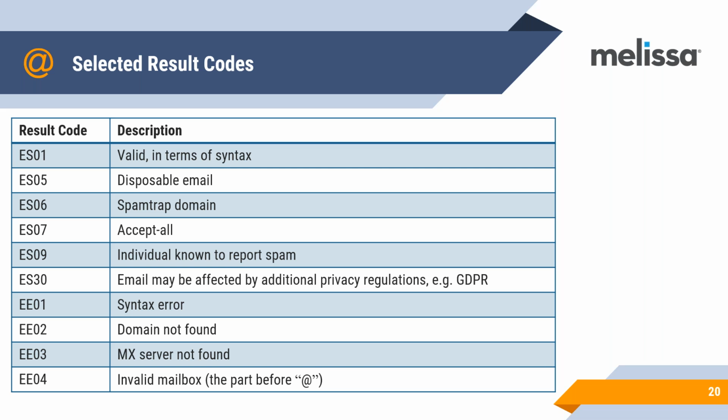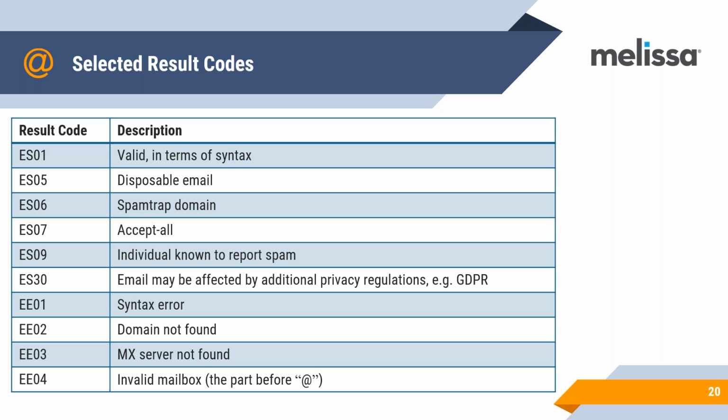This is a subset of our result codes, just some of the more common and useful ones. ES stands for email status, EE stands for email error, as you may have guessed. And this is about the extent of the result codes you would check for a moderately granular analysis, more than you need for something like an onboarding page, but a little short of a deep dive for putting together the best possible list for a big email campaign.